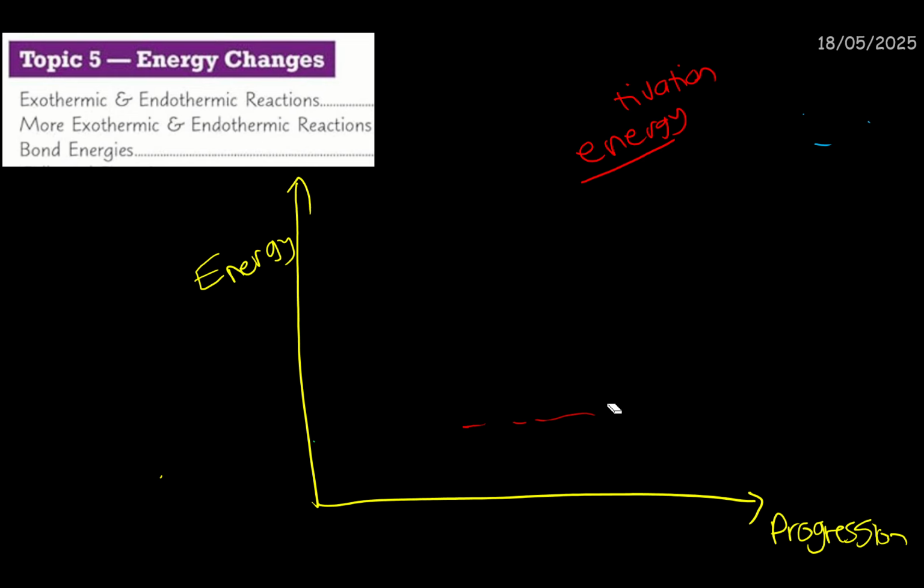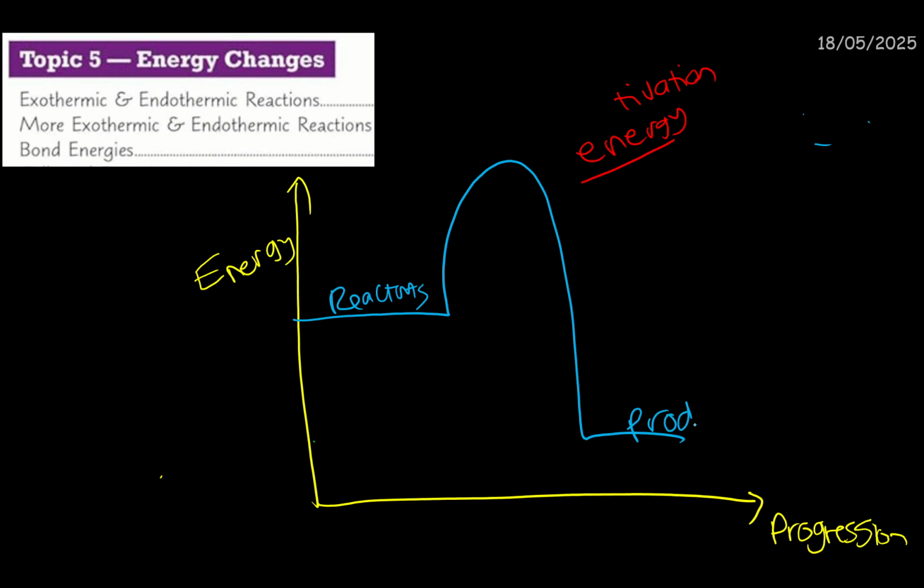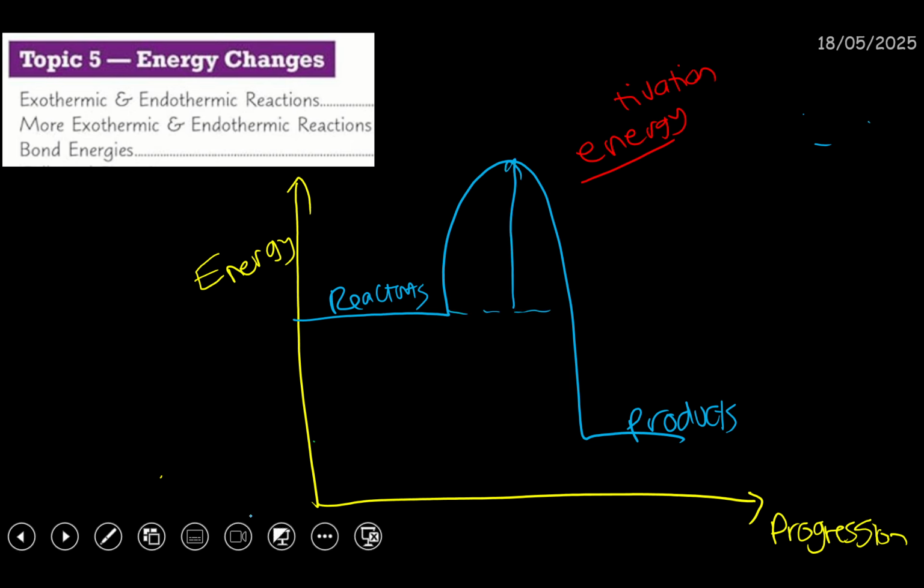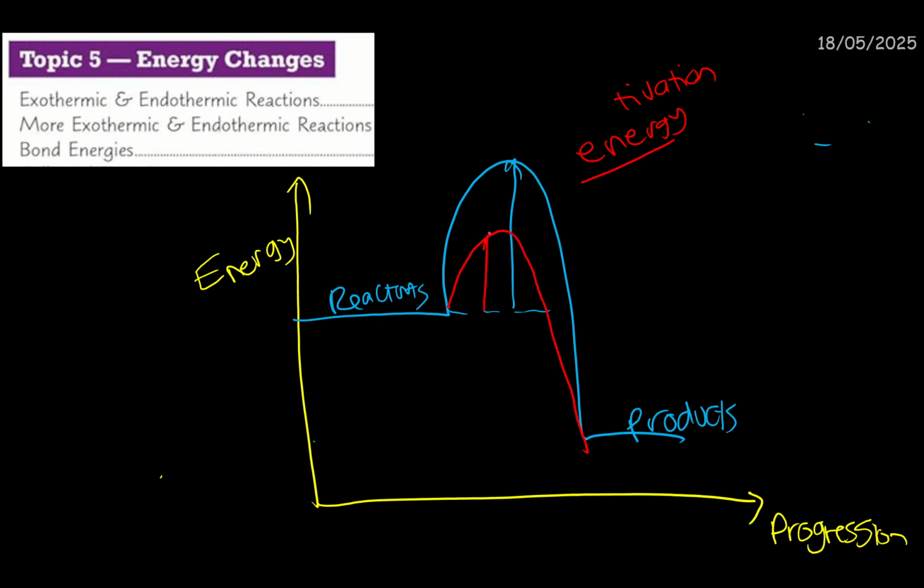So exothermic looks like this. So this is your exothermic one. So here we still have reactants and we have products, but in exothermic, the products are lower. Again, we've got your activation energy, and then we can draw your catalyst in like this, and that would be your catalyst. Okay, so that's a quick recap on exothermic and endothermic reactions.